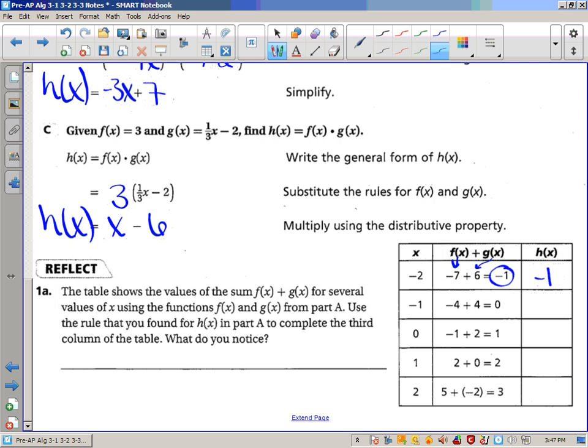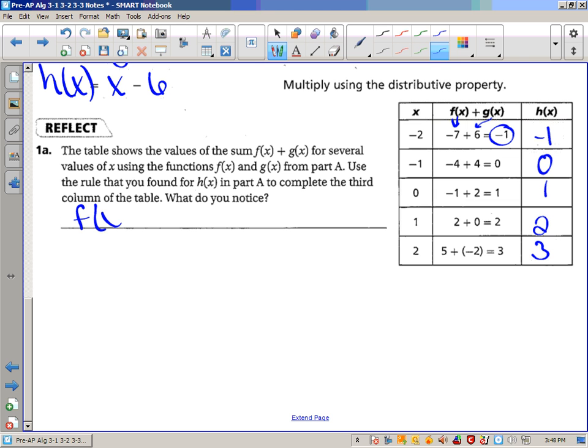So all this is saying is that when I add two functions together and create a new function, I can plug in the input, whatever input I choose, and it should be the same in that function as it would be if I plugged it into each function individually and then added them. So this would be 0, 1, 2, 3. Okay? So what do we notice? We notice that the answers that we get for f of x plus g of x will get me the answers if I plug the input into h of x. Okay?